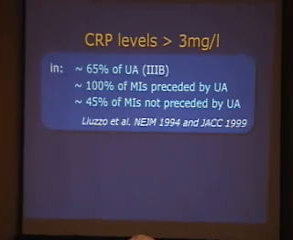Now, a complement to this is that patients that have an infarction, but the infarction was preceded by unstable angina, practically 100% had levels of CRP on admission higher than 3 milligrams per liter. But if you compare patients that had infarction not preceded by unstable angina, only 45% had elevated values of CRP and interleukin-6 on admission. And this was published in this paper with Giovanna Liuzzo in 94 in the New England Journal, and repeated in another study published in JACC in 99.